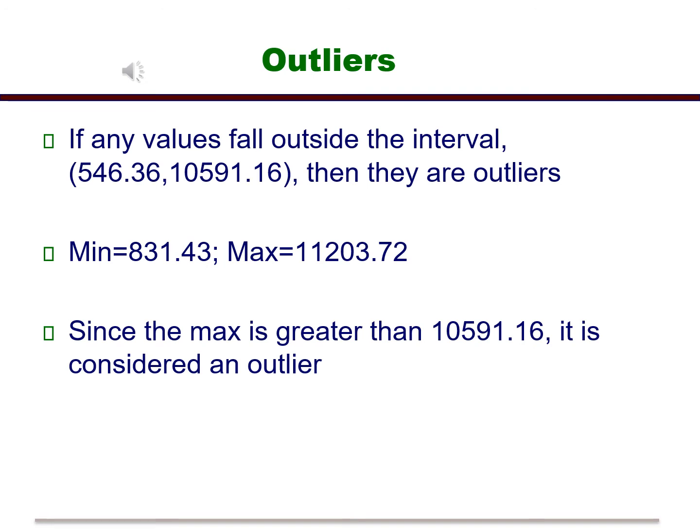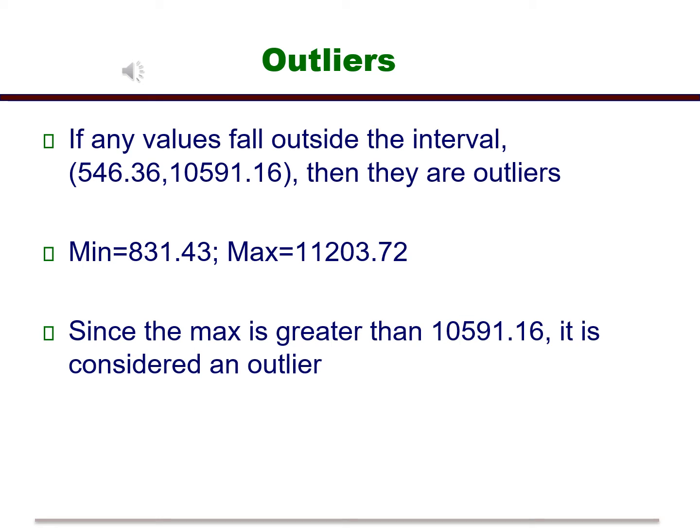Now we start by checking to see if at a minimum either the min or the max of the data are outliers. The min is 831.43 and the max is 11,203.72. Although the minimum is in the interval, the maximum is not. Therefore, we have at least one outlier.